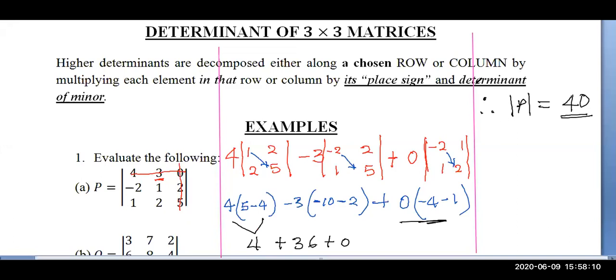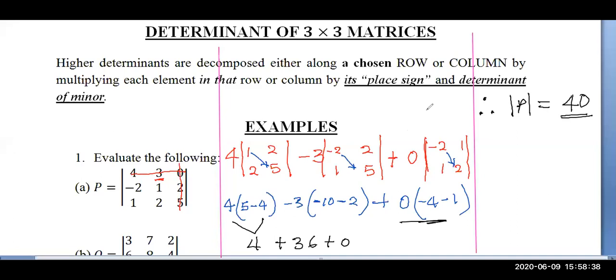Any question? Any question? All right, so just quickly write before we proceed to the next solution.